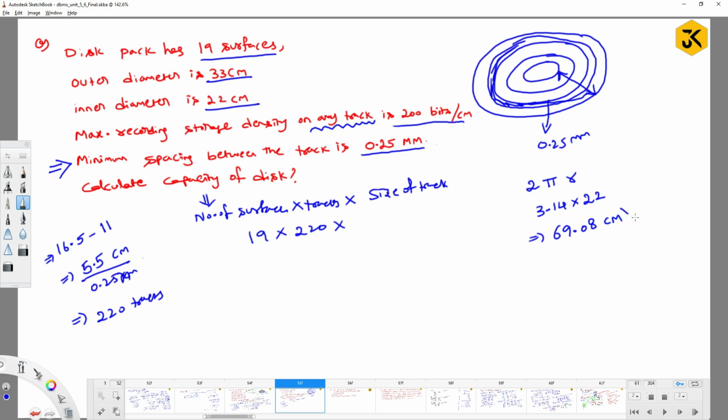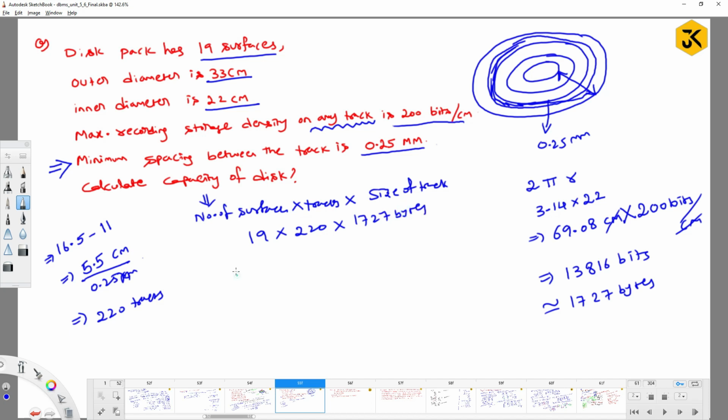Now for this you are going to save 200 bits per centimeter. This centimeter is going to be cancelled. So 69.08 into 200 bits. So total how much capacity it is going to save means 13,816 bits are going to be saved, which is equivalent to 1727 bytes, right? Now we can substitute here 1727 bytes.